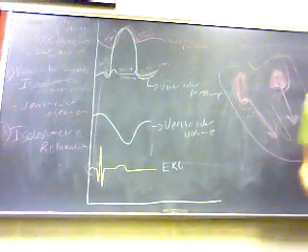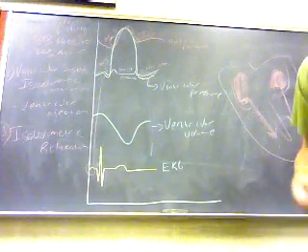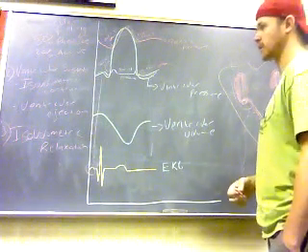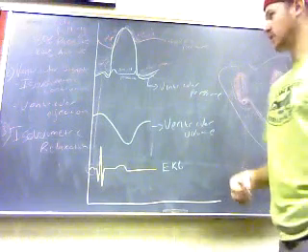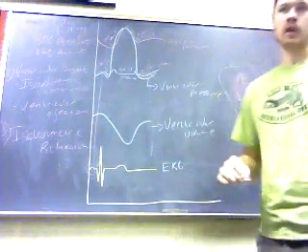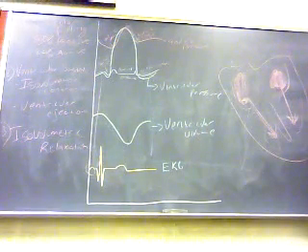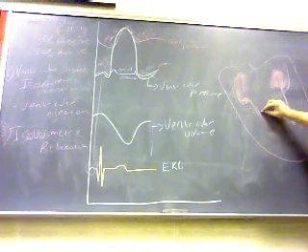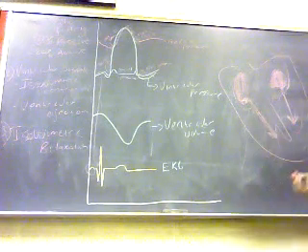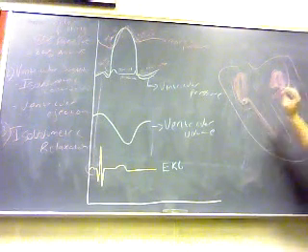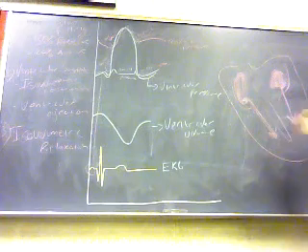Now remember, think of systole as pumping, diastole as relaxation and refilling. During ventricular systole, there are two parts as well. The first part is called isovolumetric contraction. Think of iso as the same. So what's happening here is the ventricles are contracting, but the volume is not changing.